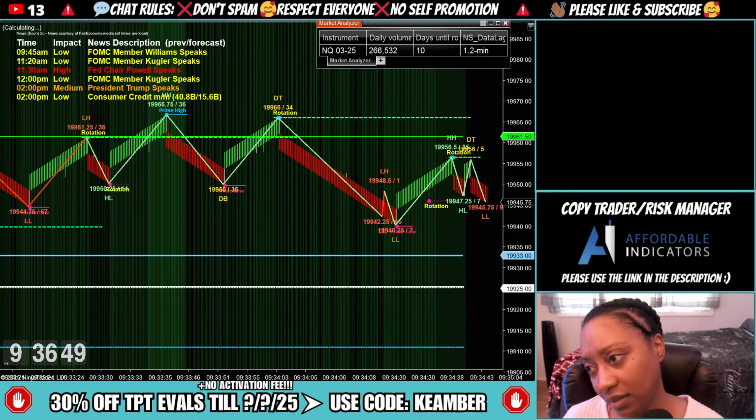What the fuck? Why does my chart look like that?